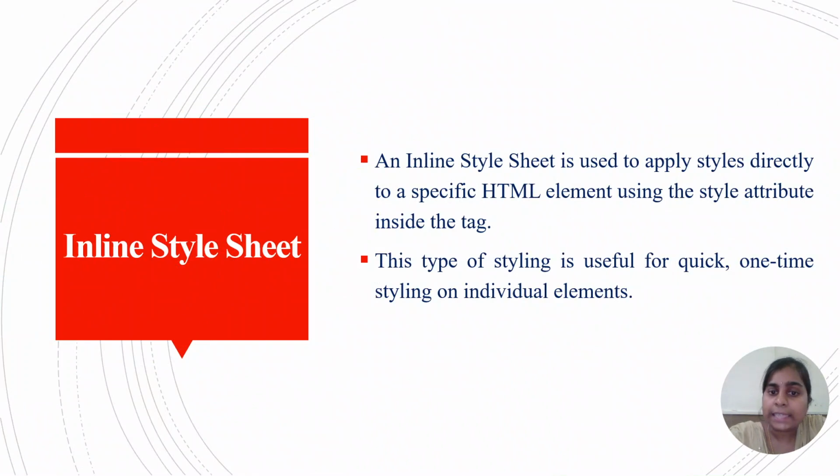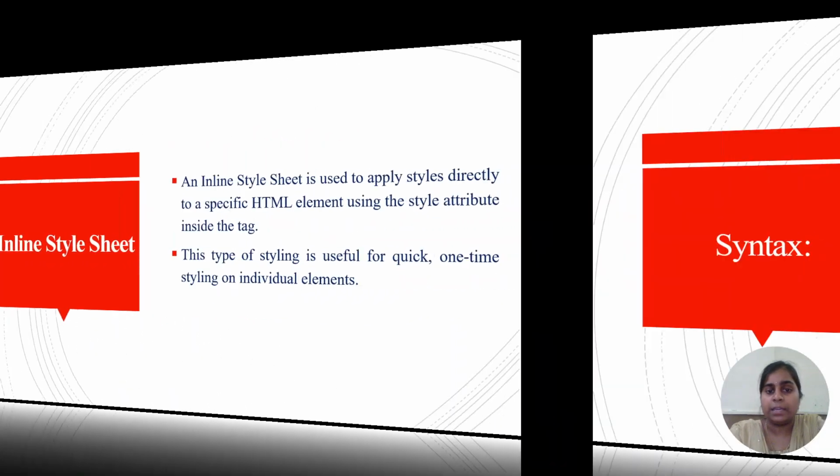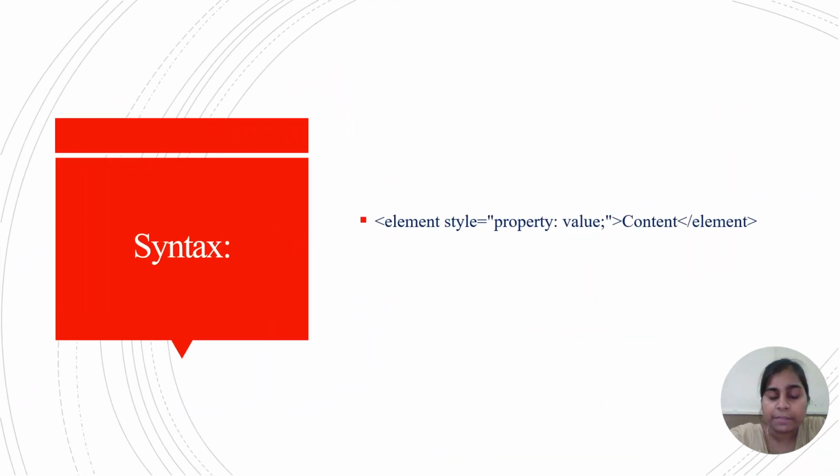An inline style sheet is used to apply styles directly to a specific HTML element using the style attribute inside the tag. This type of styling is useful for quick one-time styling on individual elements. Here we have the syntax for the inline style sheet. It must start with the element and then the attribute, and the attribute has property values.